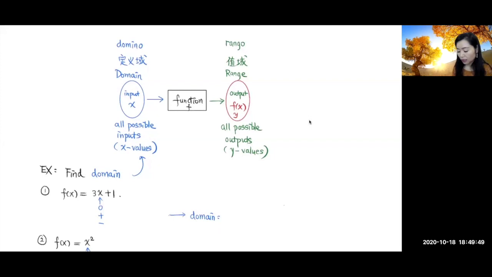So remember, domain is all possible x values. Range is all possible y values or all possible output values. So think about this in alphabet order. X is before y, and D here is before R. So domain for this, range for this.